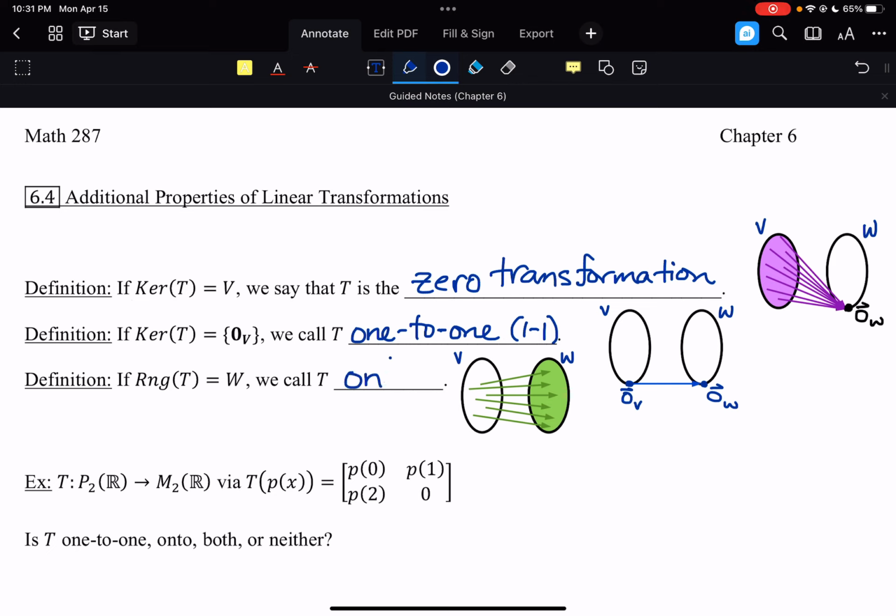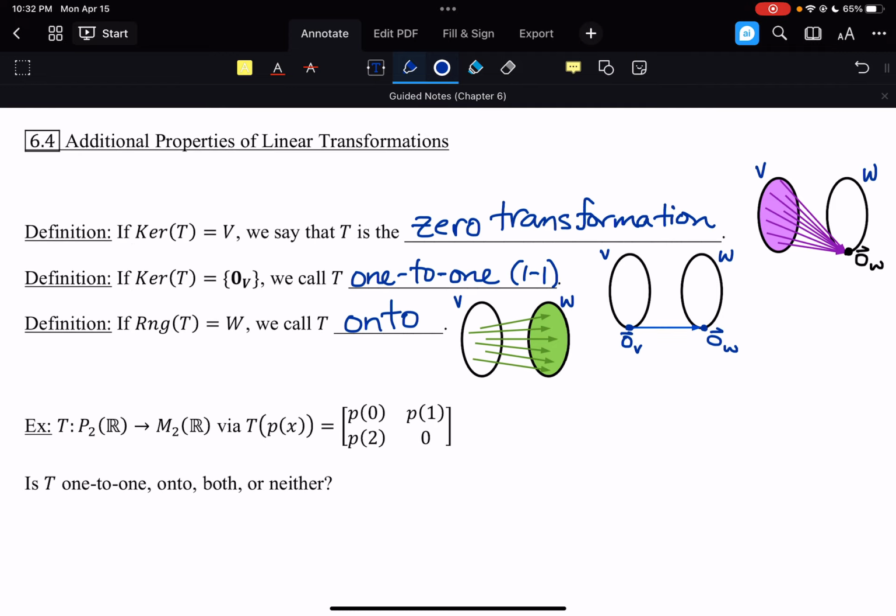If the range of T is W, so if the range is all of W, we call T onto. So a transformation is onto if you take the basis for V, you transform all of those, and then you span that. If the span of all of those covers all of W, not just a part of it, but the whole thing, then the transformation is called onto. These two are really the big ones that we're going to be talking about a lot. A transformation is 1-to-1 if the kernel is just the 0 vector, and onto if the range is all of W.